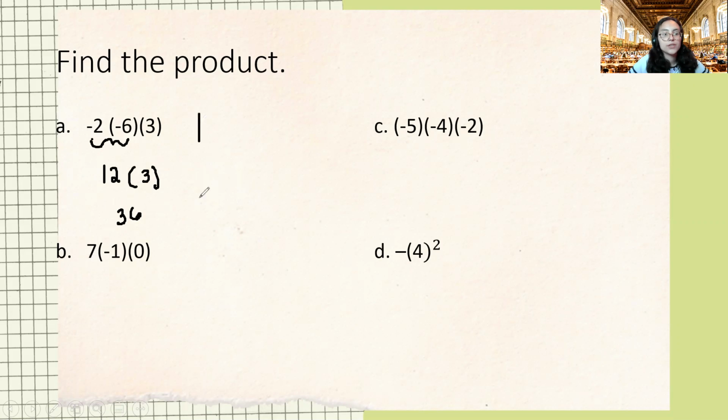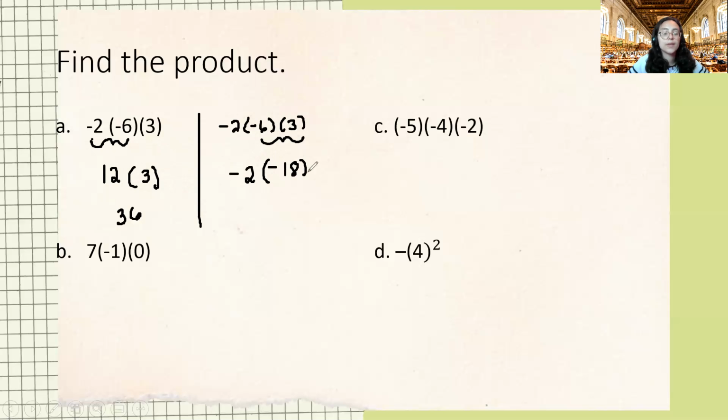And I would encourage you to do this differently. So instead of starting right here on the left-hand side, maybe you can start here. So if we were to multiply -6 times 3, I know that a negative times a positive is going to give me a negative. So I'm going to write a parentheses. And 6 times 3 is going to give me 18. Now I bring down my -2.